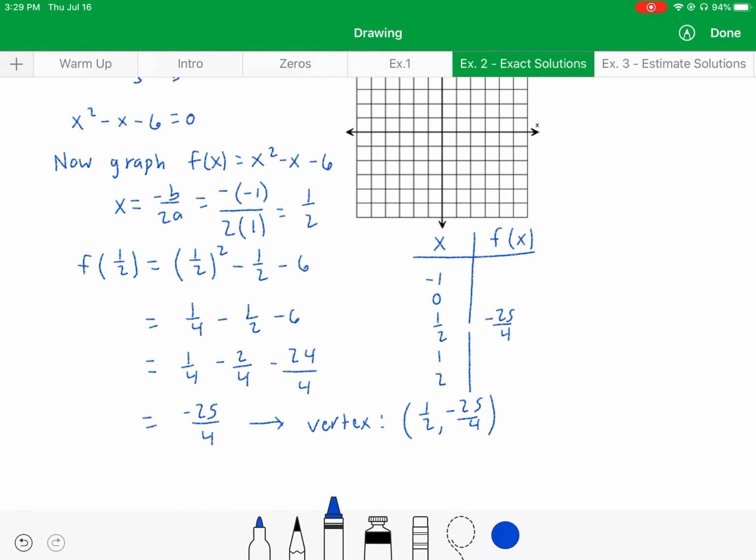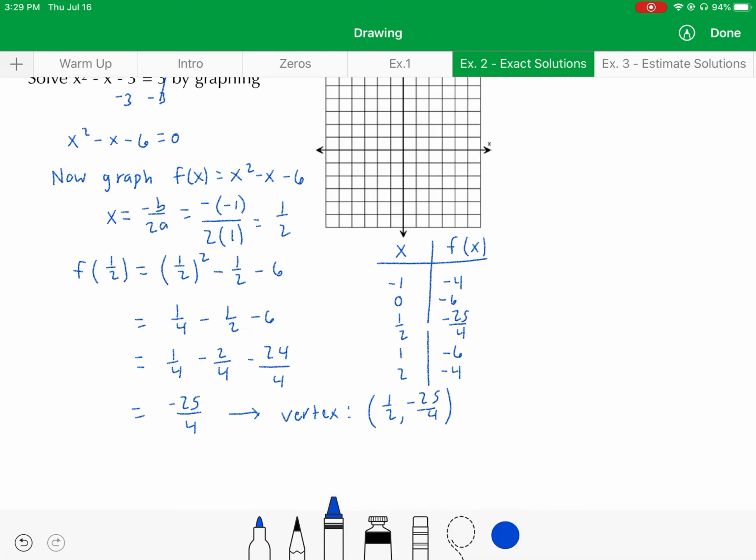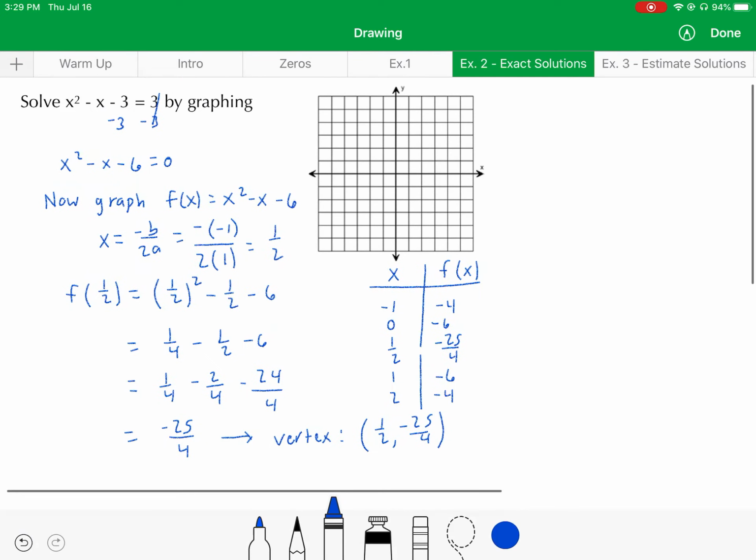Okay. So f of negative 1 ends up being negative 4. f of 0 is negative 6. f of 1 is negative 6. And f of 2 is negative 4. All right, so we plot all of those points. Kind of have to go off the graph just a little bit here to get that vertex on there.